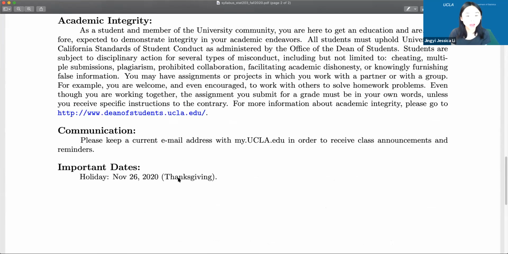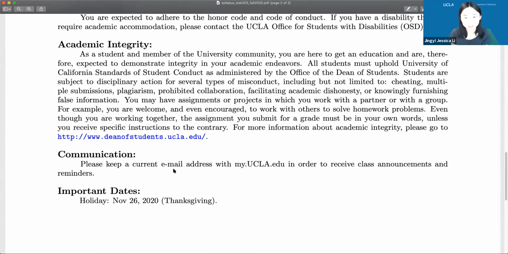And we will have one holiday in this quarter, Thanksgiving Thursday. Okay. Please keep a current email address with myucla.edu, because the CCLE announcements will be sent to that email. And if you haven't received my first two CCLE announcements, please let me know. We need to make sure that you're on CCLE, but it should be done automatically once you enroll. Okay, so I think that's all I want to say about the syllabus.